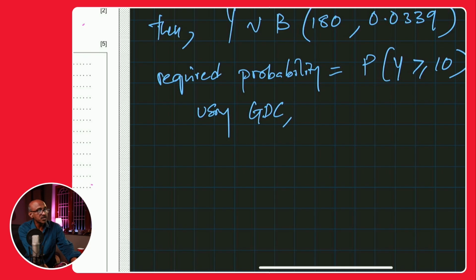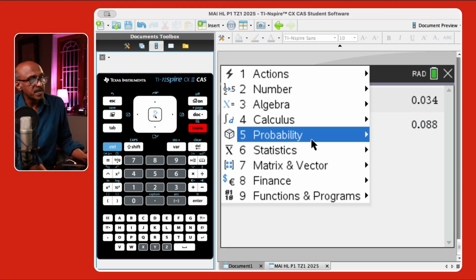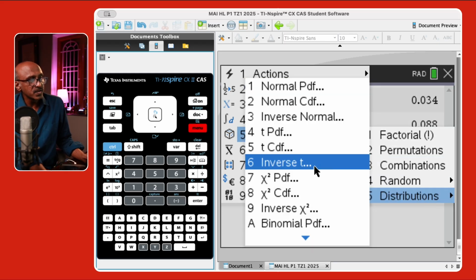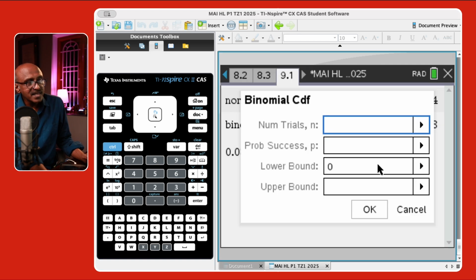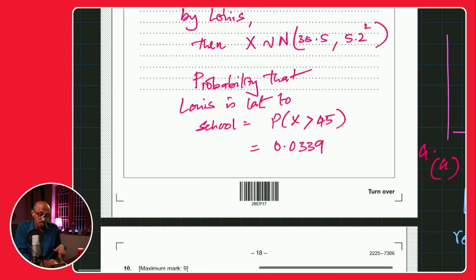What I mean by that is, when you go to the screen and go through the probability and the distributions, the binomial CDF is here, and everything that you entered here, make sure you write it down on the paper. It says number of trials, probability of success, low bound, upper bound, write it down. So using GDC, I'll just copy it down, but you know where I'm copying it from, right? I want you to do the same thing for the normal. I'm going to write it for the binomial, but make sure you write it for the normal also.